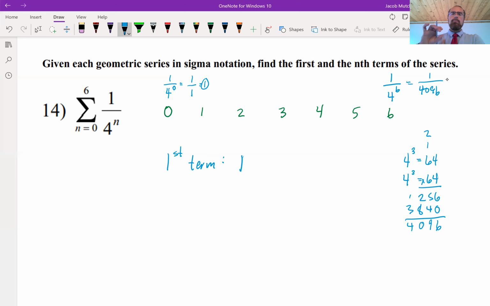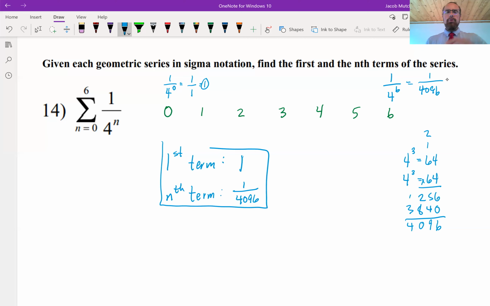the numbers get smaller and smaller and smaller instead of larger and larger and larger. We would call a series like this something that might converge. 1 over 4,096. And that completes that example. Again, we're just looking to use that sigma notation to find the first and the nth term of the series.